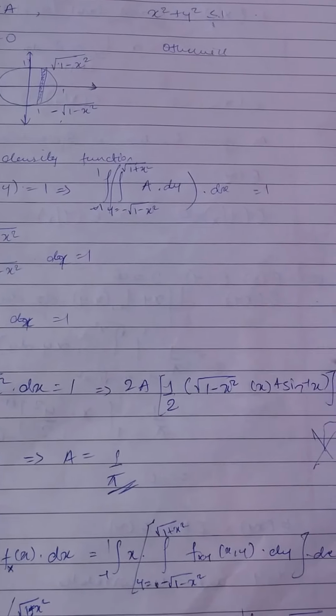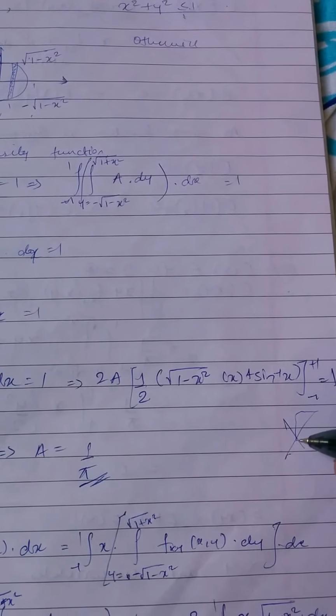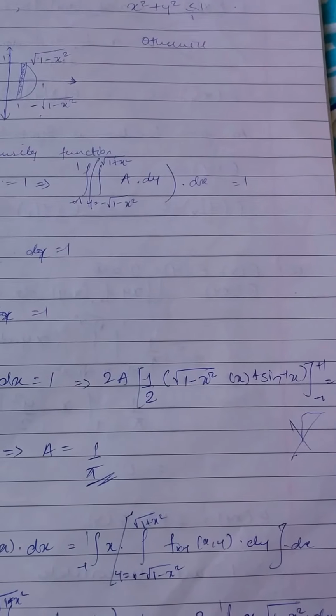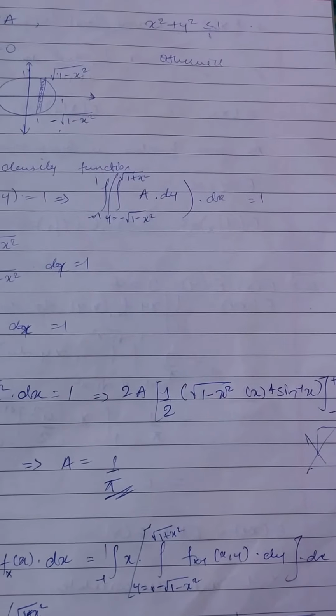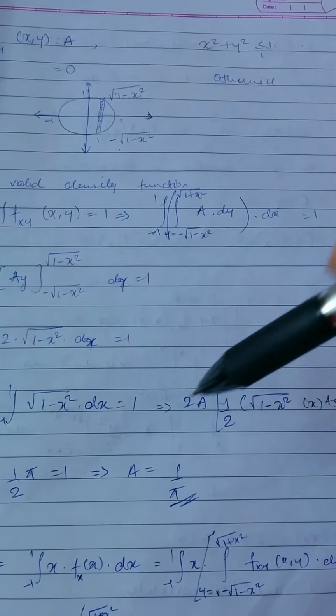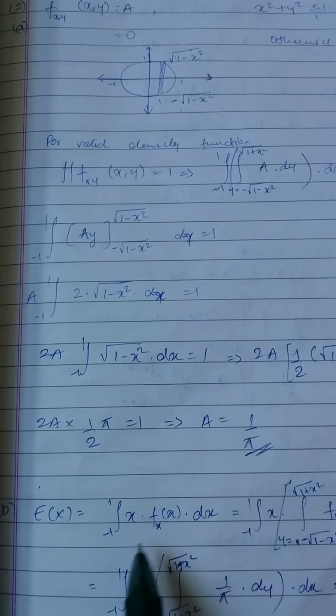Sorry, sine inverse of 1 would be pi by 2, and sine inverse of -1 would be -pi by 2. So on inserting the values, we get the value of a as 1 by pi.